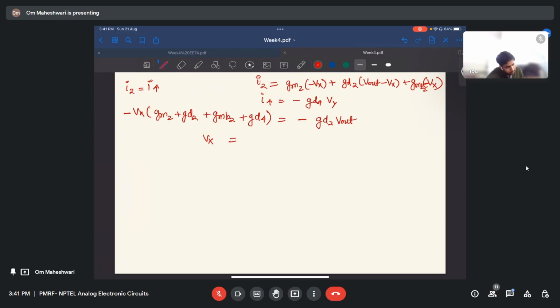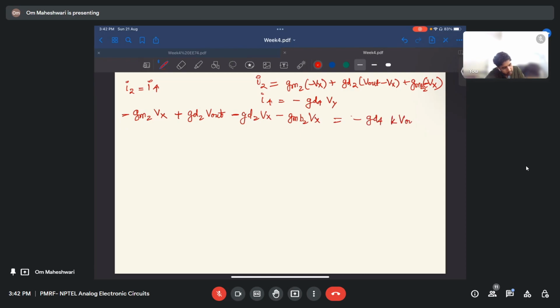So Vx equals to, okay, sorry, I made a mistake somewhere. This is an incorrect equation. Let me write it again clearly. GM2 minus Vx plus GD2 V out minus GD2 Vx minus GMB2 Vx equals to minus GD4. We will write it as KV out.